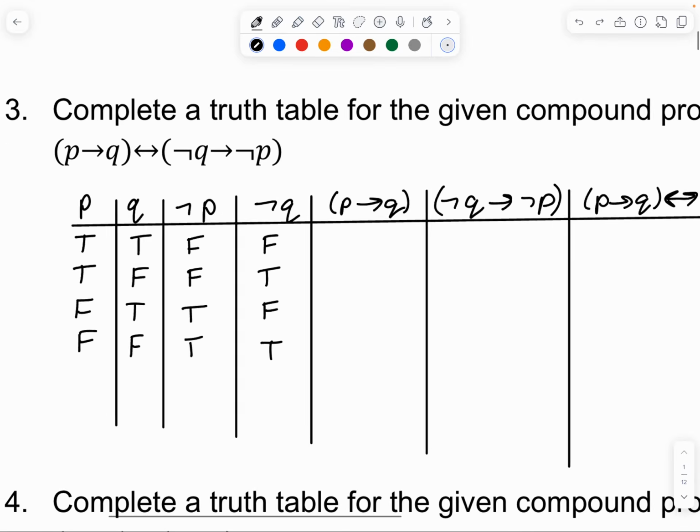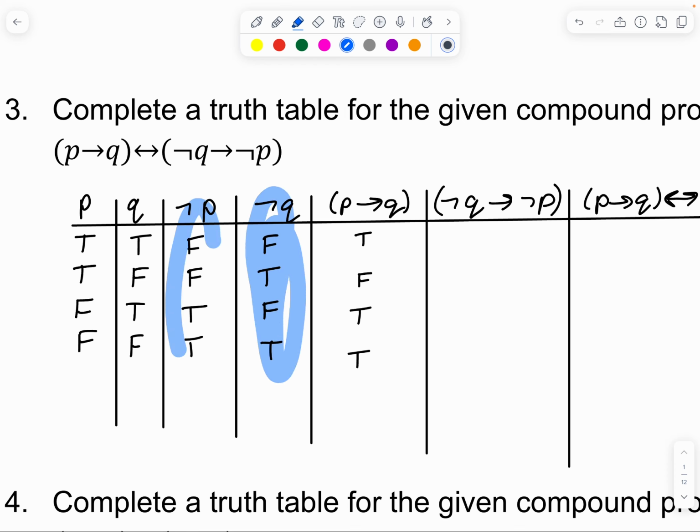So P implies Q. Well, if P is true and Q is true, we're good. If P is true and Q is false, that is the one case where it is false. If P is false, the implication is true no matter what. So this column should look like this. For not Q implies not P, I'm looking at this guy and then this guy. So I'm going to start just by saying if not Q is false, the implication is true no matter what. And then let's see. If they're both true, it's still true. So this one is the only one that is false.